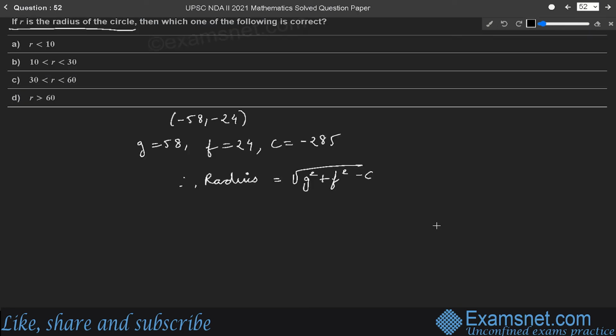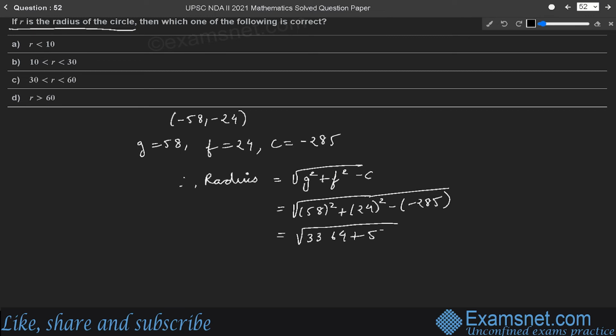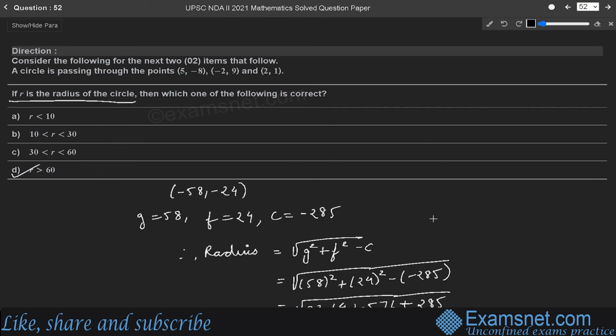Putting the values here, we will get under root of 58 square plus 24 square minus of minus 285. On further solving, it will be under root of 3364 plus 576, and minus and minus will be plus, so plus 285. On further solving, it will be 4225, and we know that it is a square of 65. So we can say that the radius is 65. So the correct option for this question is r is greater than 60, because the answer of radius is 65.